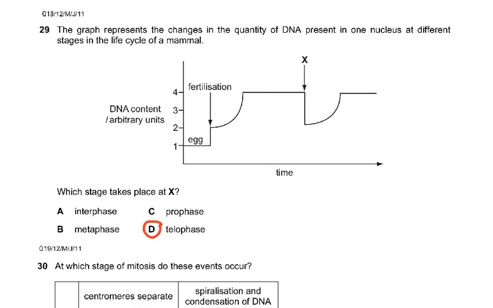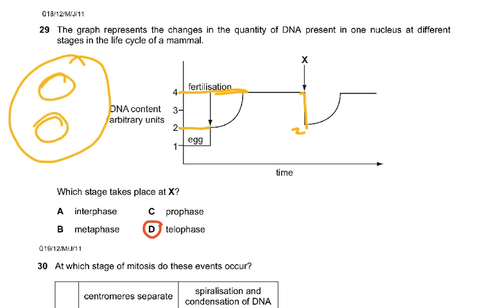The graph represents the changes in the quantity of DNA present in one nucleus at different stages in the life cycle of a mammal. So you see, originally there were 2. Now it's gone up to 4. DNA replication has taken place. And then you go back to 2. So what has happened here is telophase, because you see it was one cell with 2 nuclei, and now there are 2 different cells with 2 nuclei.